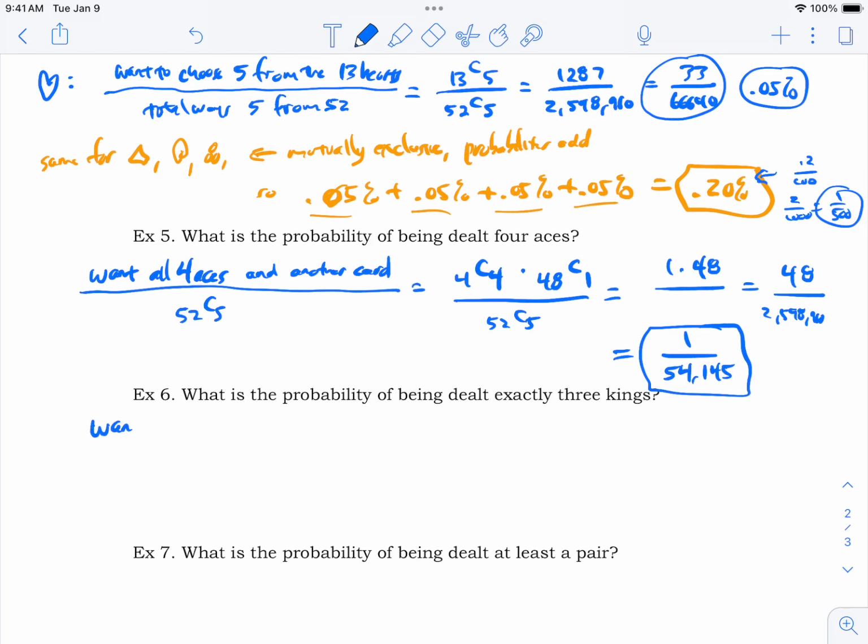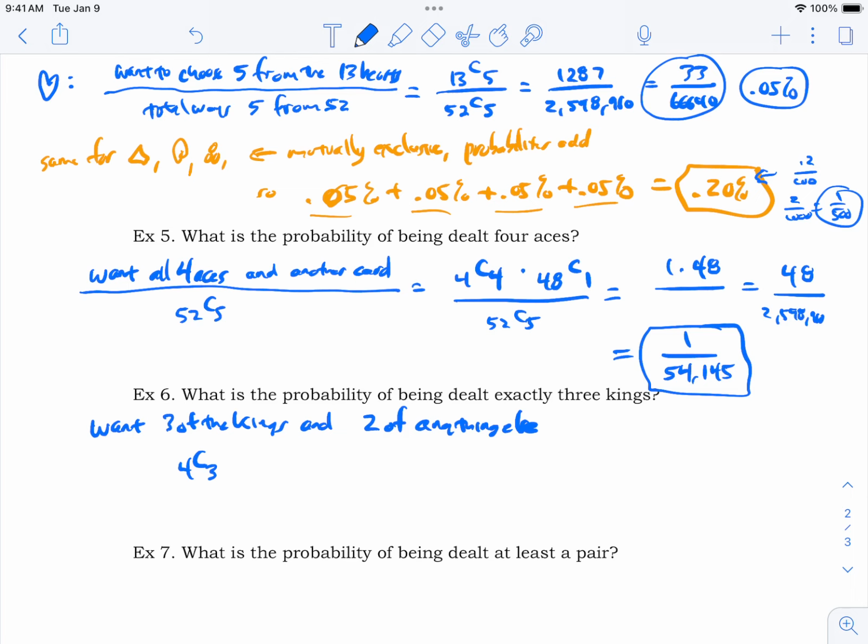Well, what do we want? We want 3 kings. 3 of the kings, I guess. And 2 of whatever else. Of anything else, really. 2 of anything else. So 3 of the kings. Well, there's 4 kings to choose from. How many ways could you grab 3 of them?